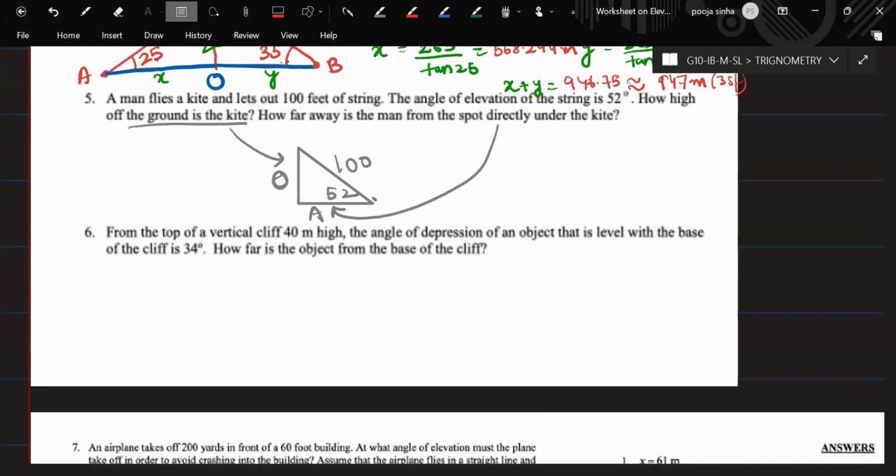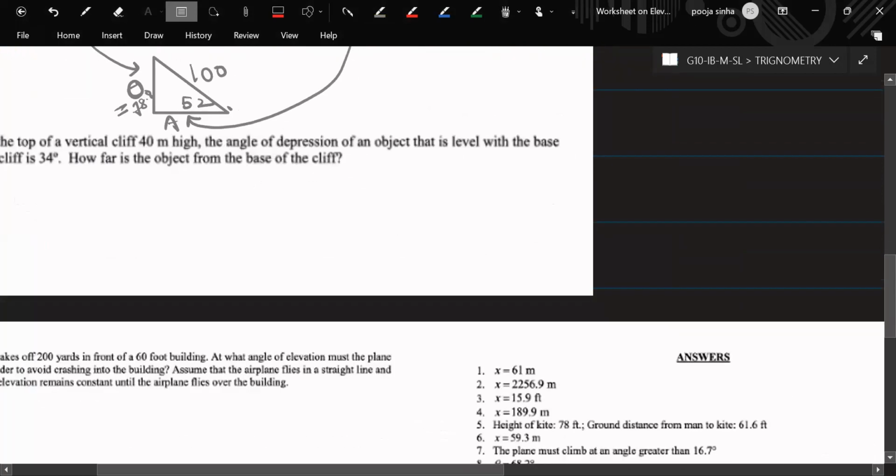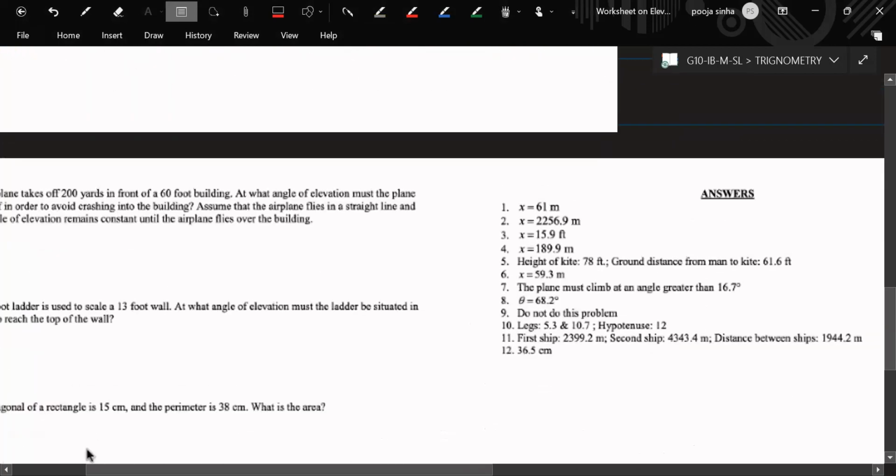Can you give me the answer for opposite? How much did you say? Opposite is 78.8. Okay. And I'm just doing adjacent. Adjacent is?